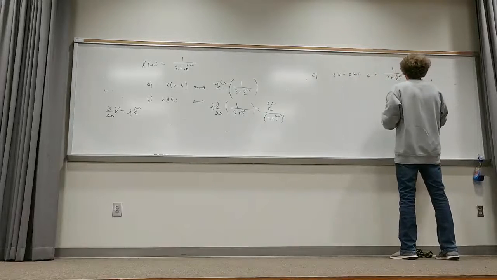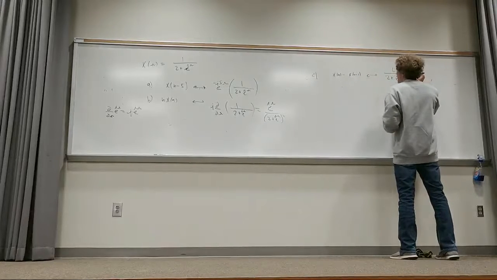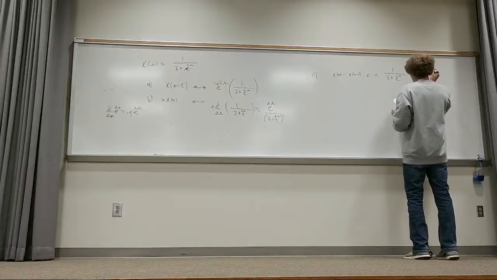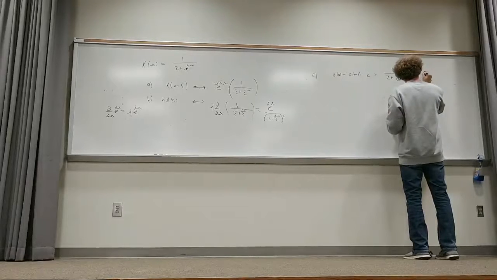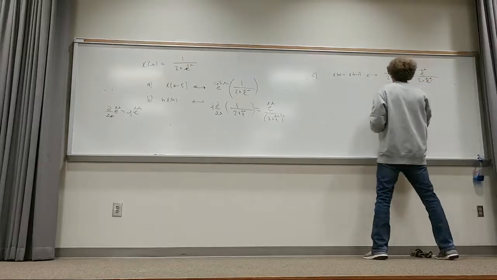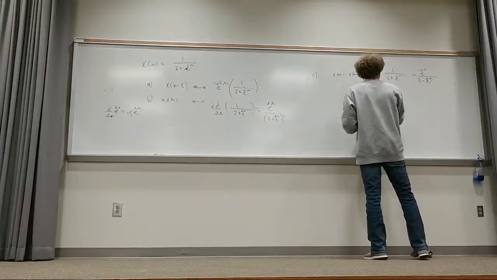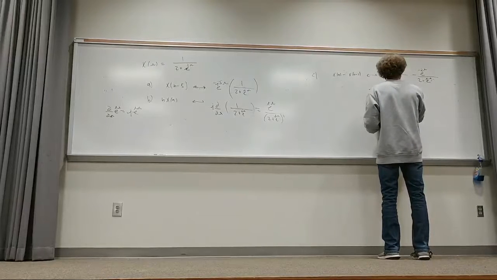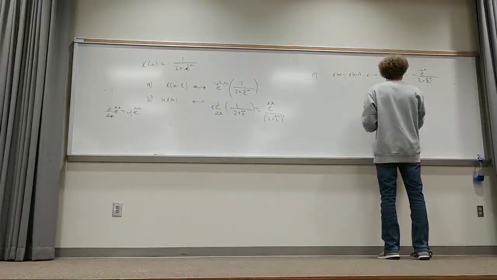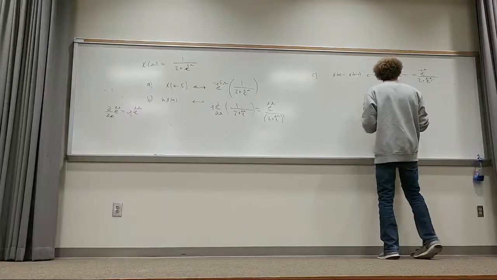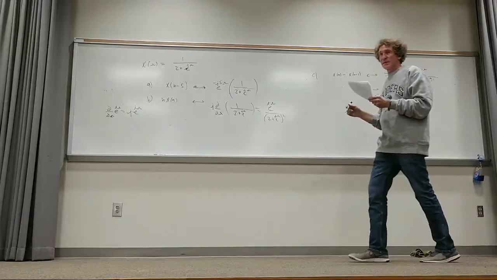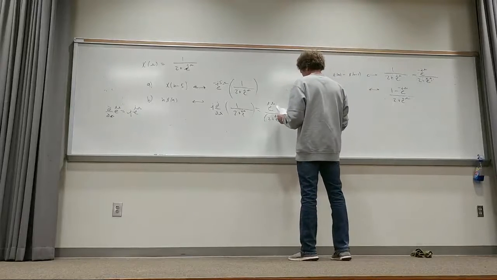A delay of 1 simply brings out a minus, it's going to bring out e to the minus j omega times the original, or times 2 plus e to the j omega. When all is said and done, you can write it as simply 1 minus e to the minus j omega over 2 plus e to the j omega. I didn't ask you to do a filter property or anything like that. That's as simple as it got, and that was correct.